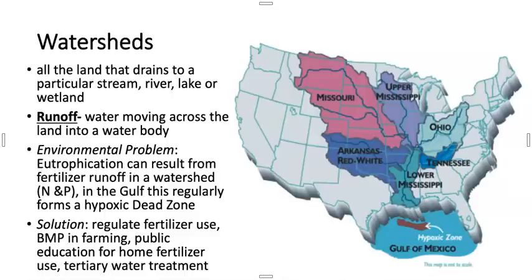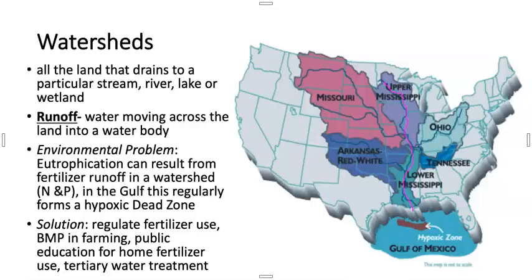Now, watersheds are going to be all the land that drains to a particular stream, river, lake, or wetland. So in this case, I'm using the Mississippi watershed. Now, the Mississippi watershed is actually made up of a bunch of rivers that go out across the United States that all contribute to the main part of the Mississippi. So if you notice that there's the pink, the purple, the darker blue, the lighter blue, all of these different watersheds all feeding into the main Mississippi watershed.